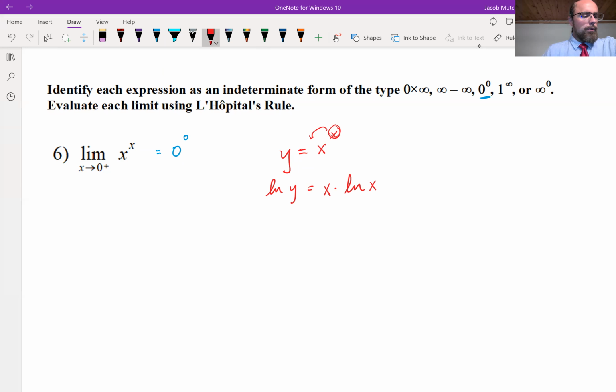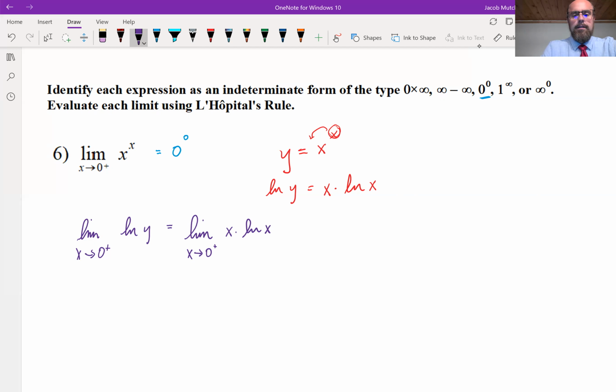So at that point, what I want to do is I want to say that I'm going to take the limit as x approaches 0 from the right side of the natural logarithm of y. So I'm not going to deal with the function as it is originally. I'm going to deal with it separated. I can say that this is equivalent to the limit as x approaches 0 from the right of that right side, x times natural log of x.